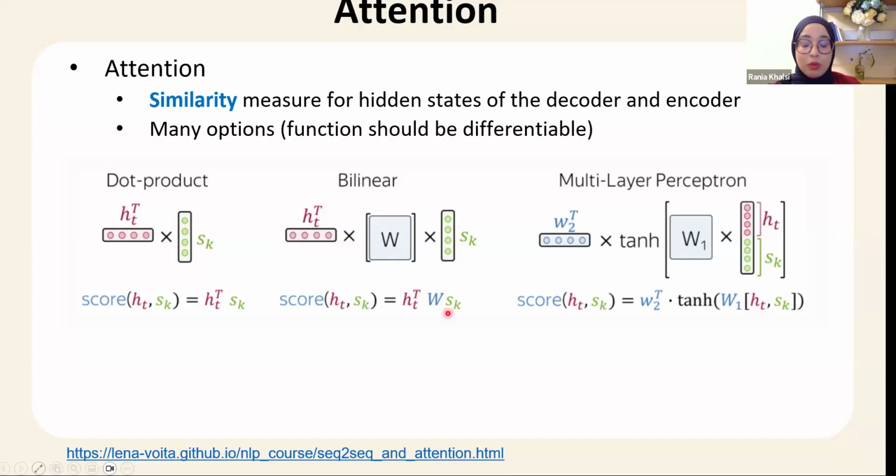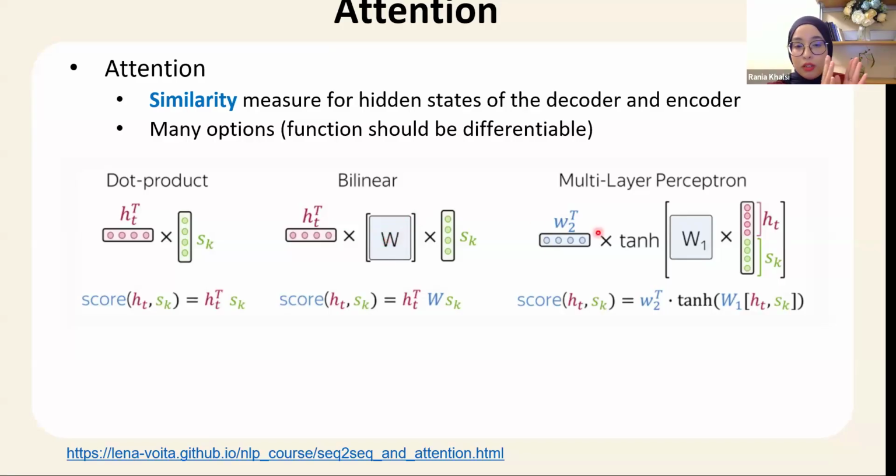Another method, as we are going through them quickly, is the bilinear. Here we have something different from before, which is this weights matrix. The weights matrix sits between the two vectors, and we can think of this similarity function as a small neural network, because this matrix is made of weights.